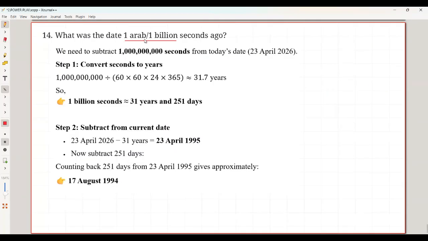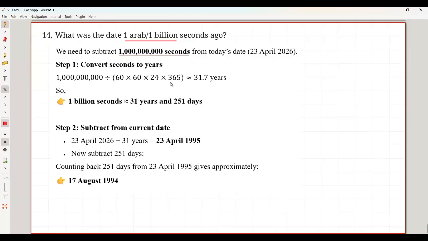What was the date 1 billion seconds ago? We have to find out. 1 billion is 1000 lakhs. So 1 billion seconds, we have to subtract from today. That is the concept. First thing, just convert the seconds into years. How will you convert the seconds into years?